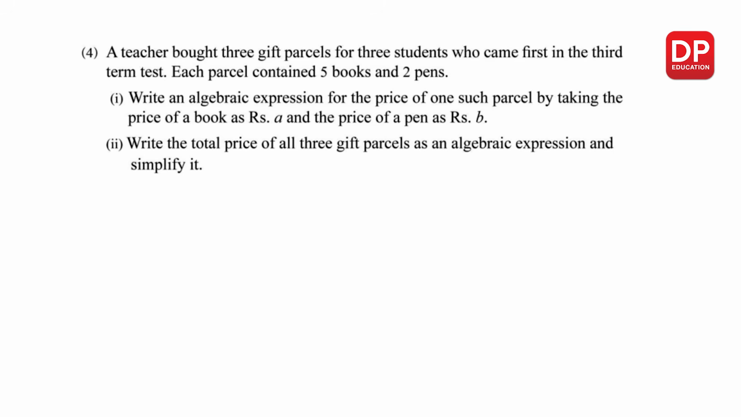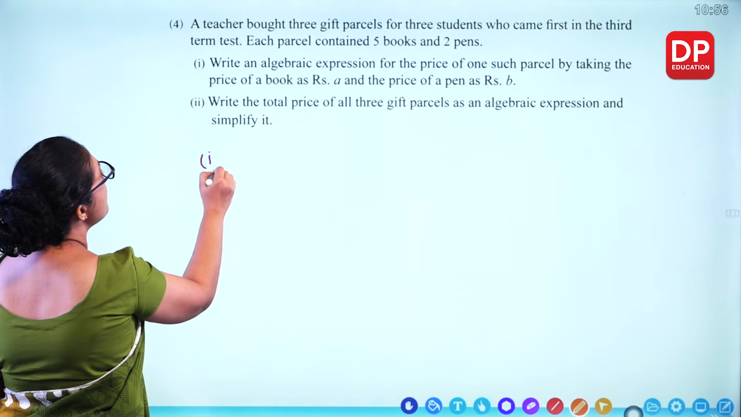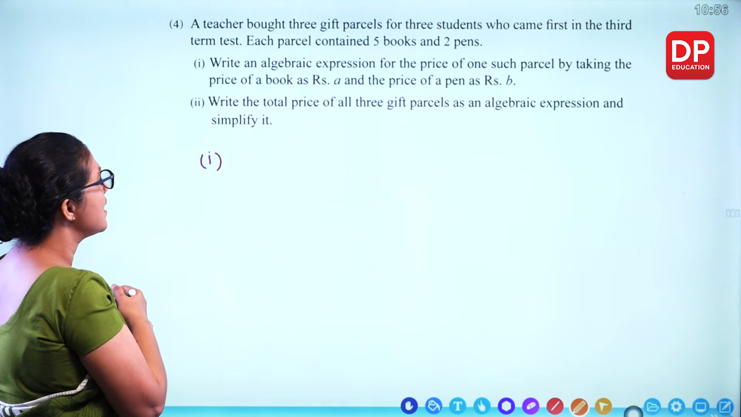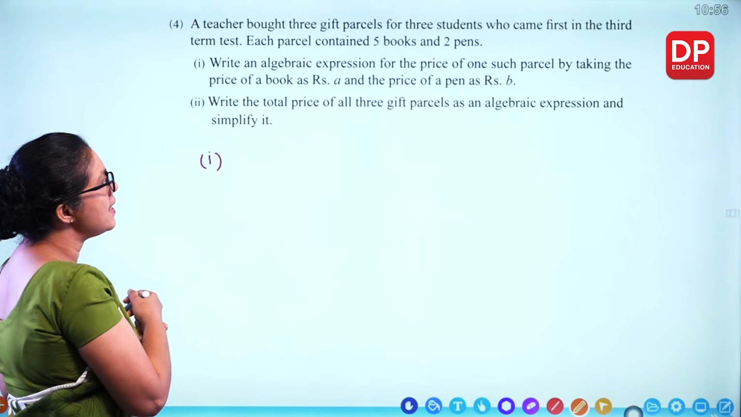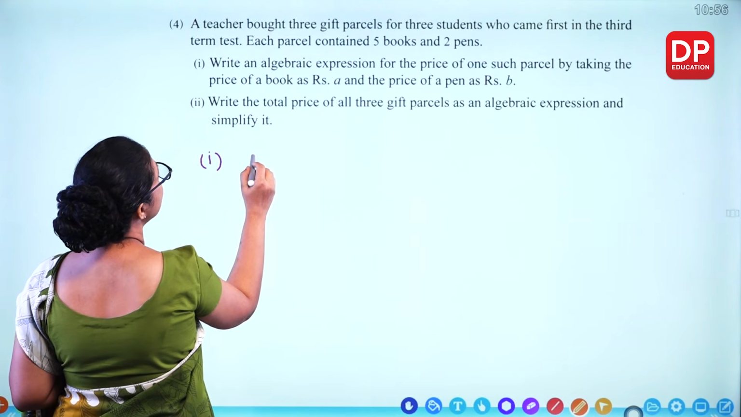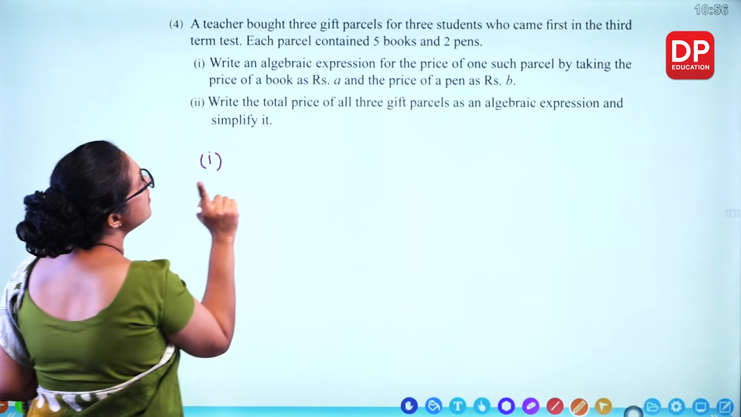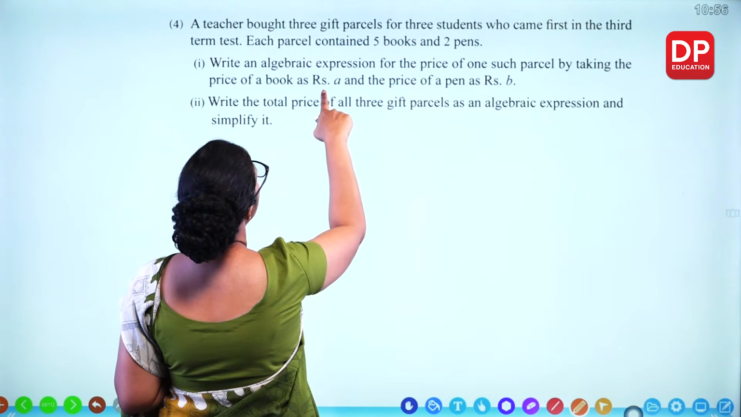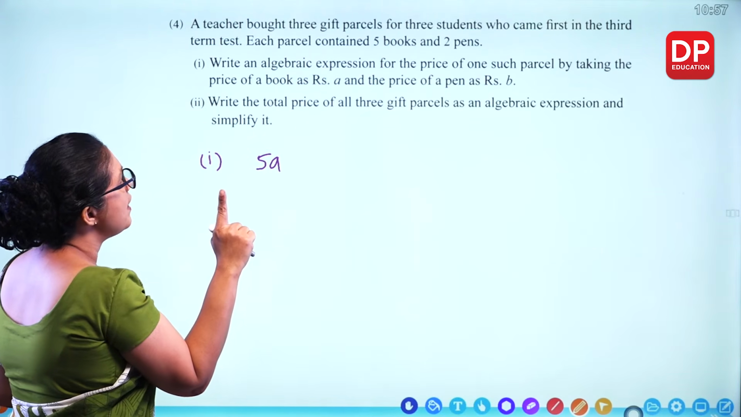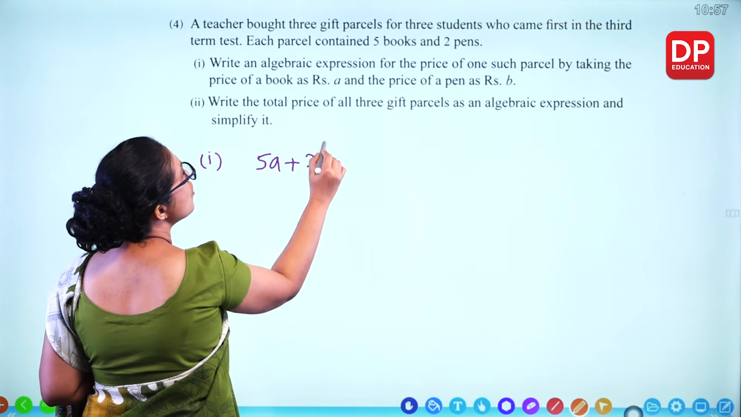A teacher bought 3 gift parcels for 3 students who came first in the third term test. Each parcel contained 5 books, 2 pens. Write an algebraic expression for the price of one such parcel by taking the price of a book as A rupees and the price of the pen as B rupees. So, what's the price of one parcel? One book is A rupees. So, 5 books are there, 5A. One pen is B rupees. 2 pens are there, 2B.